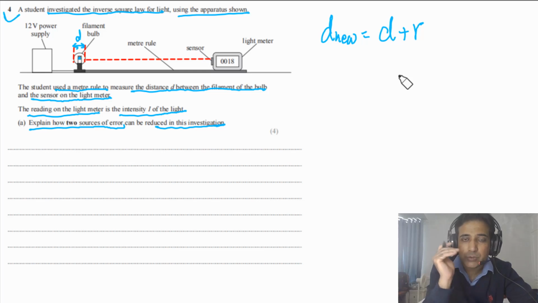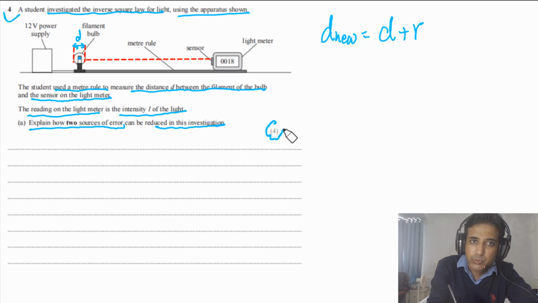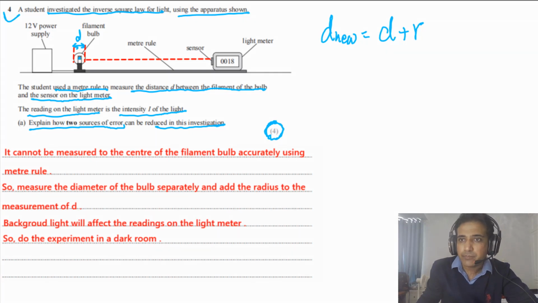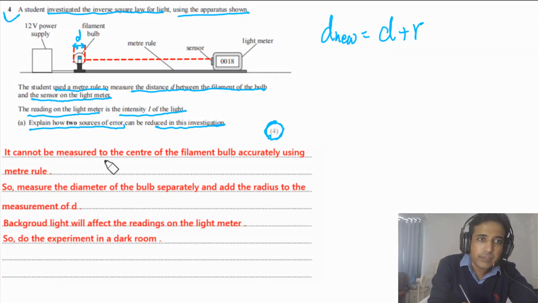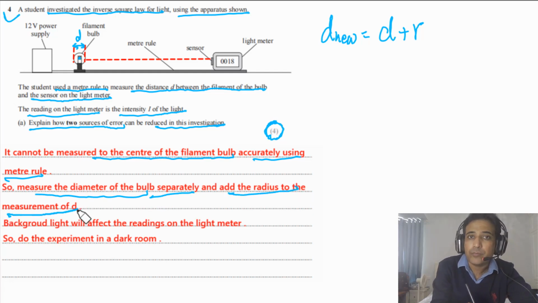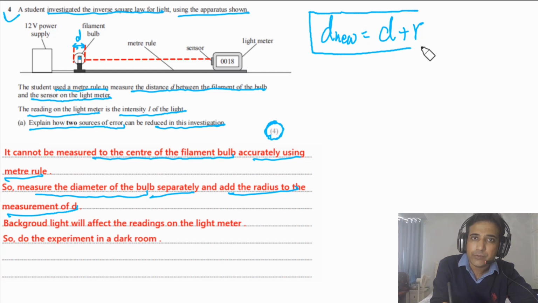So these are 2 points you need to mention in your answer, and this question has 4 marks. If you have mentioned 2 sources of error, and how to minimize them, you will get 4 marks. Now let me show you how you can write the answer. You can mention it cannot be measured to the center of the filament bulb accurately using a meter rule. So measure the diameter of the bulb separately and add the radius to the measurement of d. So that will be our new value of d.